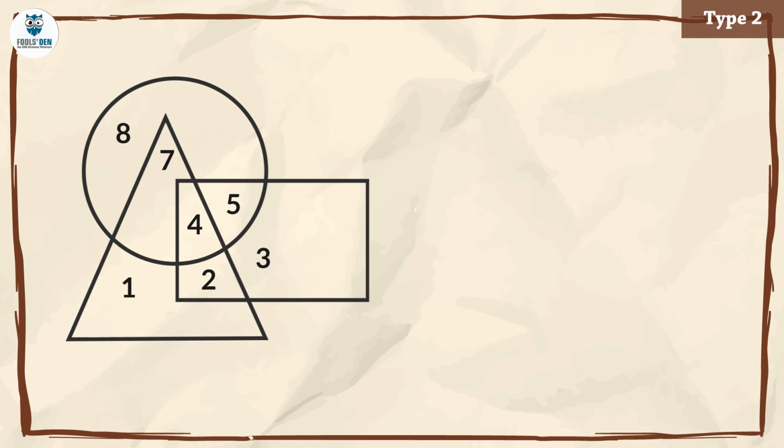Now, on screen, you have a complicated figure which is made up of three figures. First, it has a rectangle, and the rectangle represents those people who love playing tennis. Second, we have a circle. The circle represents all those people who love playing football. Third, we have a triangle. The triangle represents all those people who love playing basketball. And you can see some numbers also on screen.